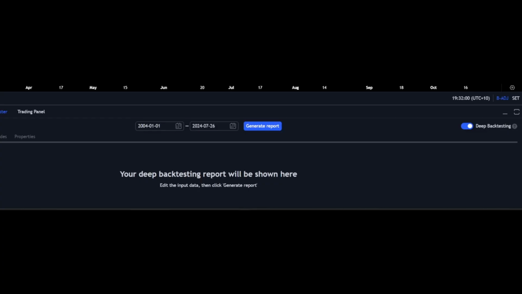For the purpose of this test, I'm going to be using the deep backtesting function. I'm going to use this to generate a custom range to test. Now, some people argue that data going back too far will become unreliable, but for the purposes of what we're doing today, I'm going to be using the 1st of January 2004 all the way through to today's date. For the sake of getting more reliable data, you may want to shorten your start date to something a bit more current. Once you have the range that you want, all you need to do is hit Generate Report.